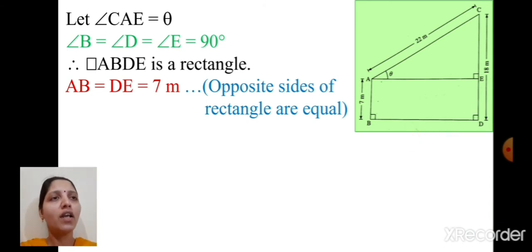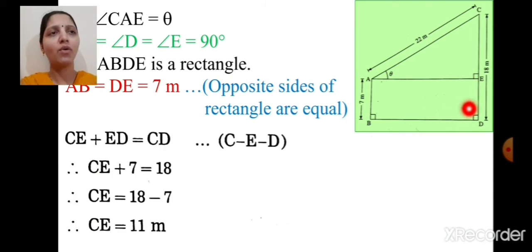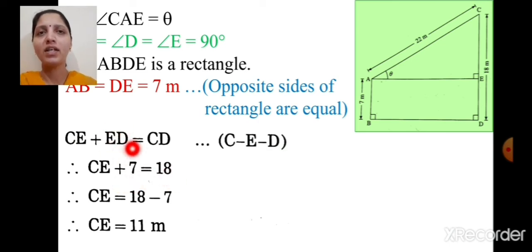Okay. Now we know that CD is equal to CE plus ED, because points C, E and D are collinear points. So CE plus 7 is equal to 18, because DE is 7. So CE is equal to 18 minus 7, that is equal to 11 meters.